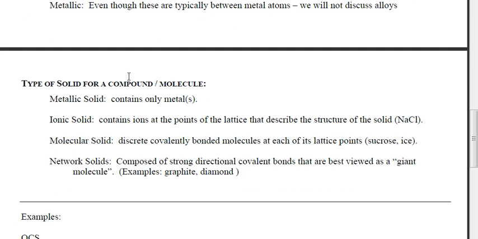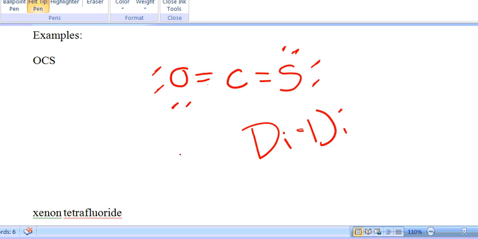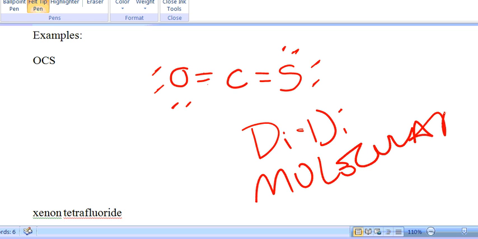And the last thing that may be asked is the type of solid. So not a metallic solid, not an ionic solid, so down to molecular and network solid. Since we have 3 different kinds of atoms, that's at least 2 different types, this is a molecular solid. And let me stop right here.